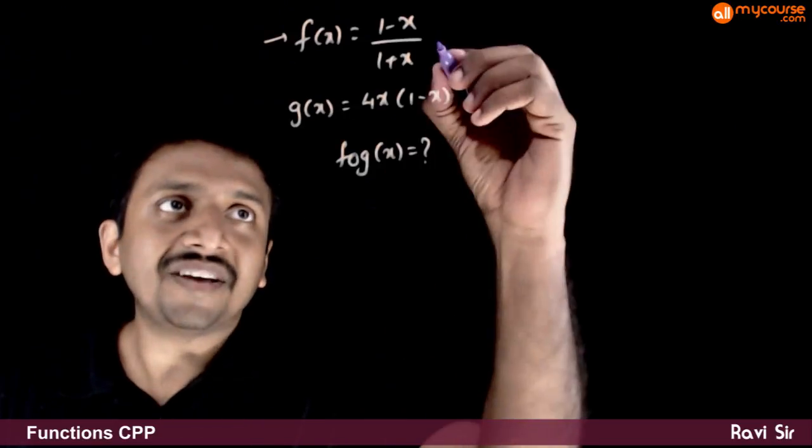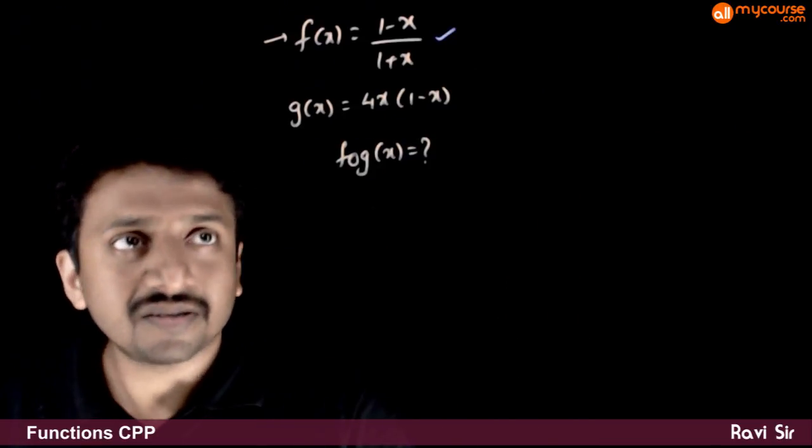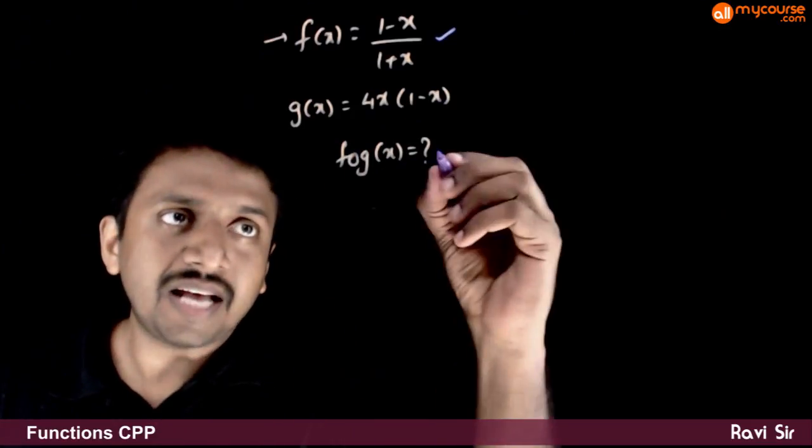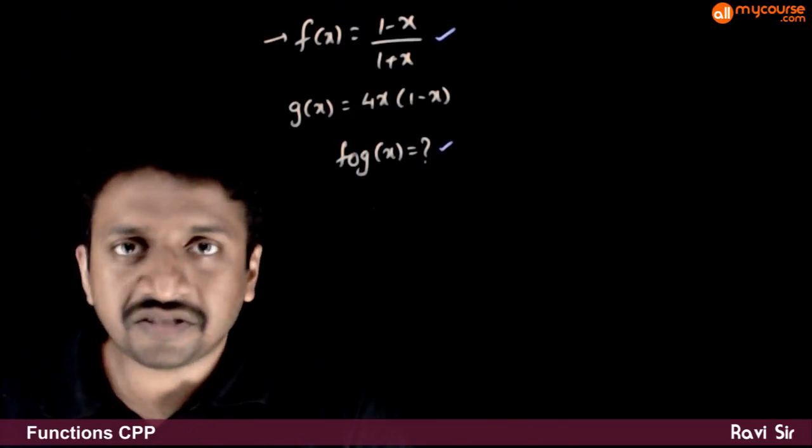In this question, f(x) is given as (1 - x)/(1 + x). g(x) is 4x(1 - x). It asks to find f(g(x)). Very straightforward question.